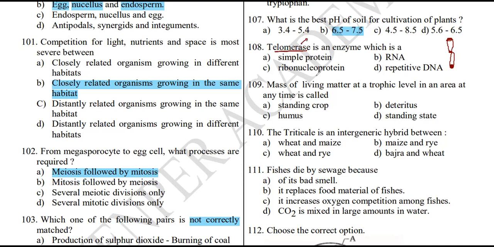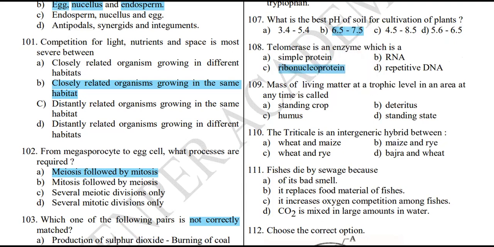Telomerase is a ribonucleoprotein. Yes, they are ribonucleoprotein. They are the ones which prevent the shortening of the telomeres during DNA replication. When replication takes place, they would not let the telomeres get shortened. And the answer for this question, telomerase is what type of enzyme? It's a ribonucleoprotein enzyme. Okay, yes.